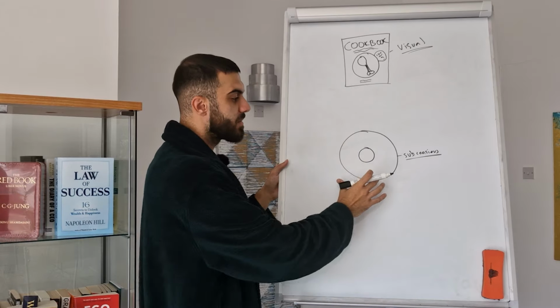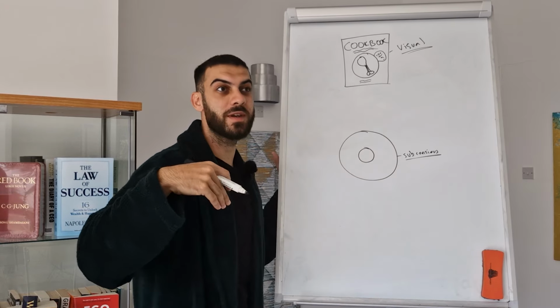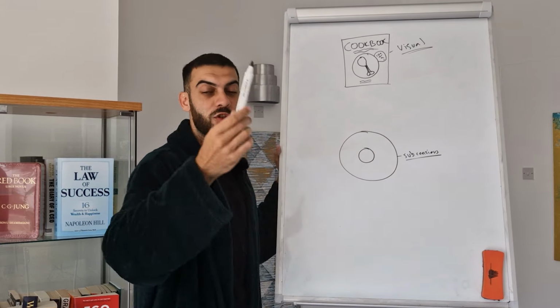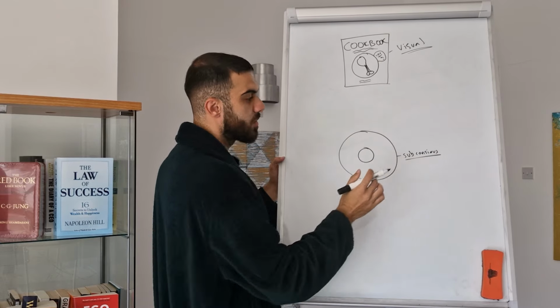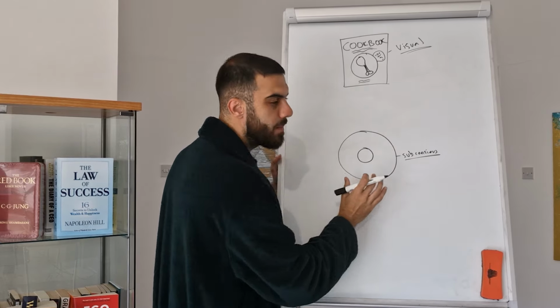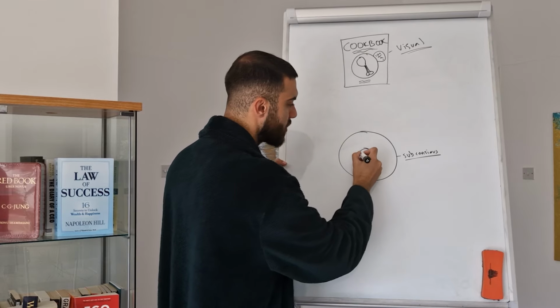It's the part of your brain that's making your heart beat. It's the part of your brain that's making you breathe. It's the part of your brain that controls everything in your body without your conscious thought. You don't have to think about it. So that's your subconscious. That's way, way, way bigger than your conscious brain. This right here is your conscious brain.